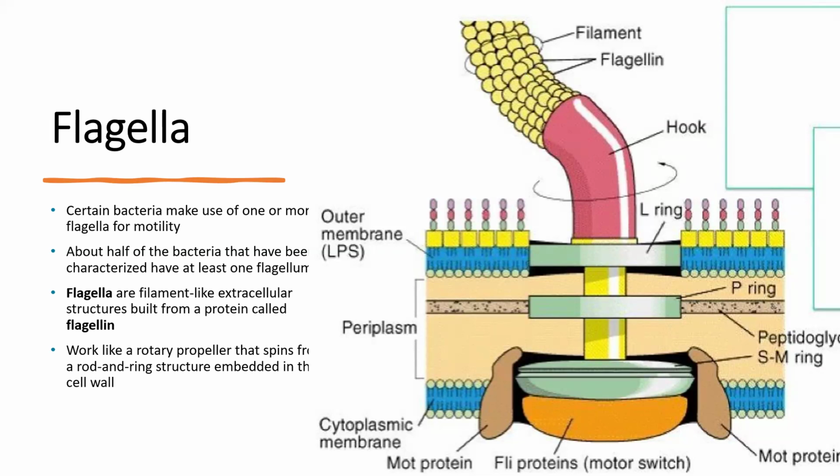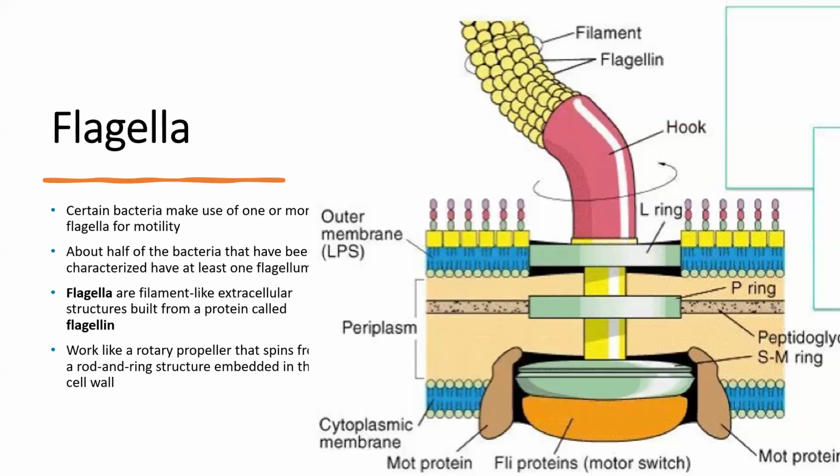That flagellin protein can be used as a way for the body to identify that an invader is there. Human cells don't have flagellin, and so the immune system can pick up on that as being not like the self and therefore mount an immune response. And these work like a rotary motor.